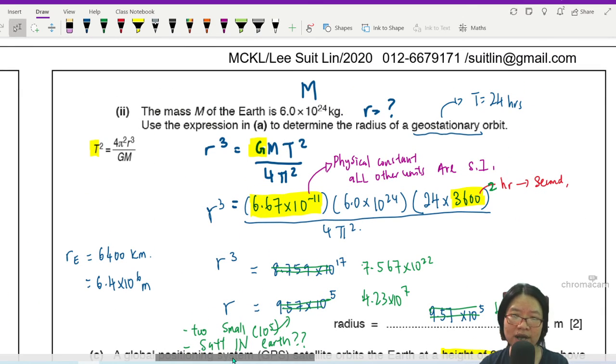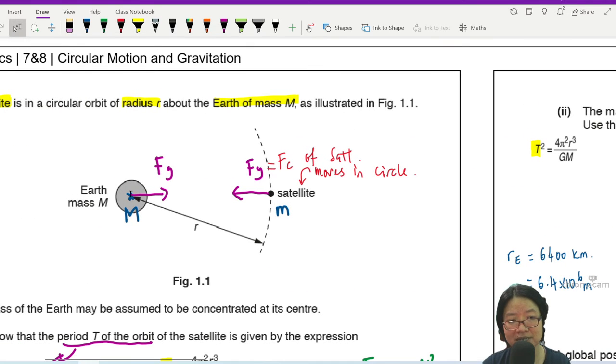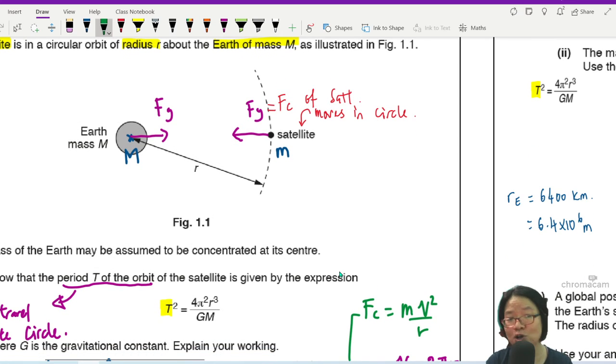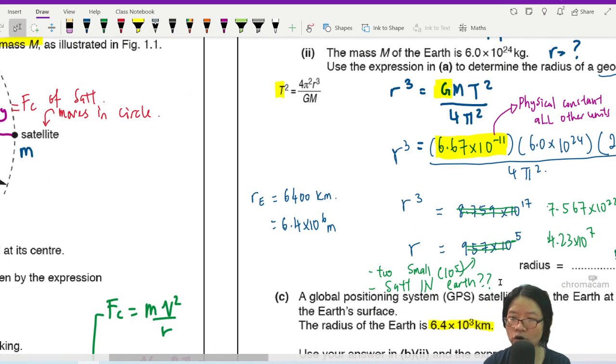So whenever we look at the radius of the orbit, where are we measuring? We are measuring from the center of the Earth. You know what? This is a nicer picture. I'm sticking to this one. So we have the radius for this. This was 4.23 times 10 to the power of 7.